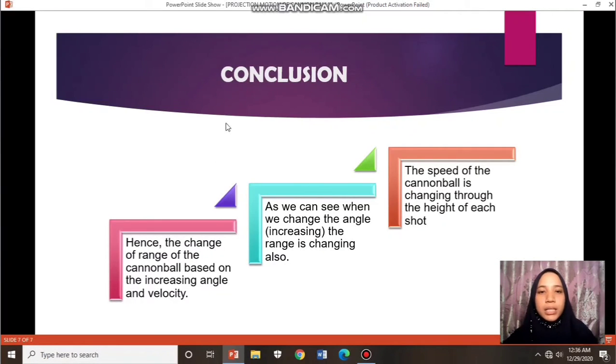Okay. This is the conclusion for projectile motion experiment. Here's the change of range of the cannonball based on the increasing angle and velocity. As we can see, when we change the angle, the range is changing also. The speed of the cannonball is changed strong, the height of is straight.